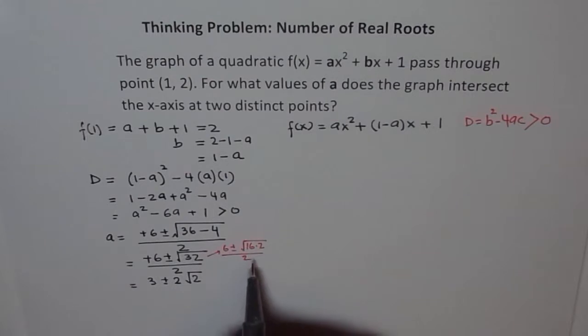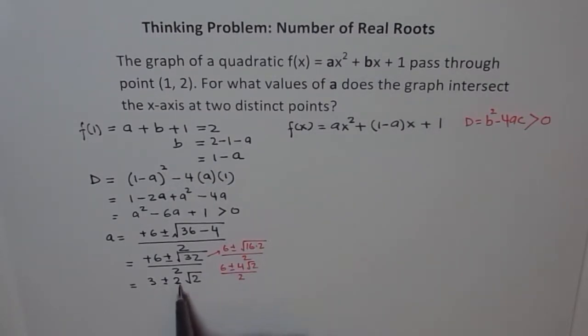And then what I did was I brought 4 outside. So I did 6 plus minus 4 times square root 2 divided by 2, right? And then the third step, what I did was I divided 6 by 2, got 3, and 4 by 2 got 2. So 3 plus minus 2, and that's how I got this back. Do you understand? So I kind of missed those steps. I think it's important to explain them.